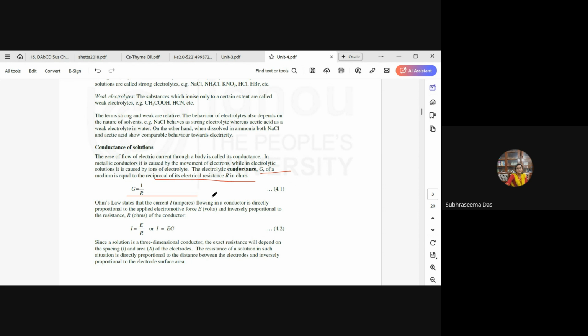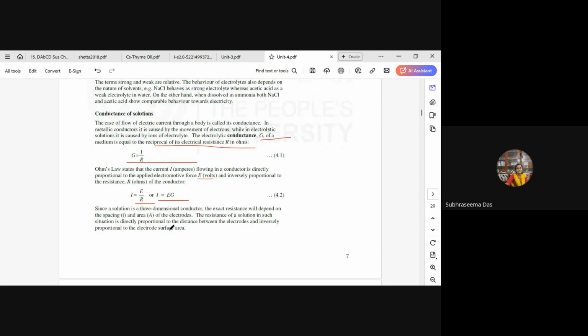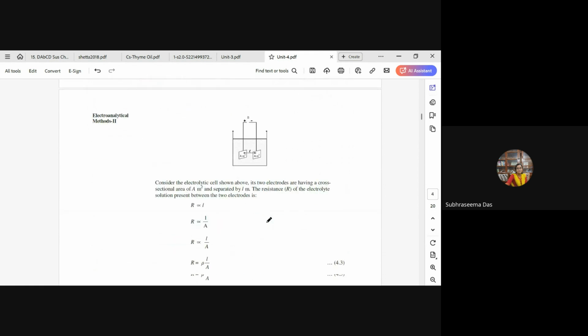Now we know from Ohm's law that I, the current flowing through a conductor, is directly proportional to the applied E and inversely proportional to R. So from Ohm's law, I = E/R. Combining these two equations, we get I = EG. Now we know that the solution is a three-dimensional conductor. So the exact resistance will depend on the spacing and the area of the electrodes, given by L and A. So the total resistance here can be this. The figure has been shown.